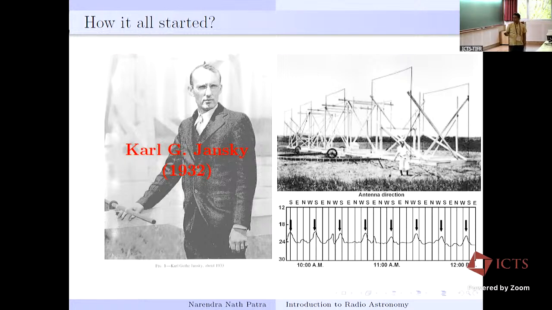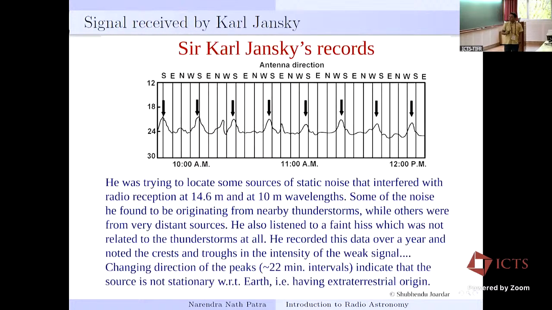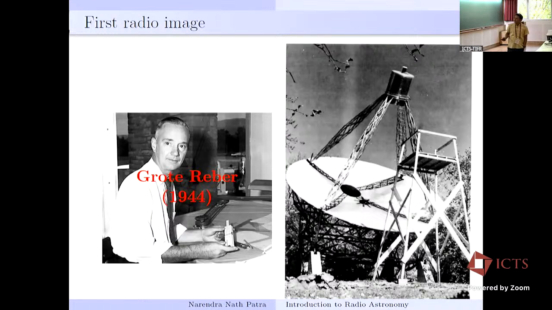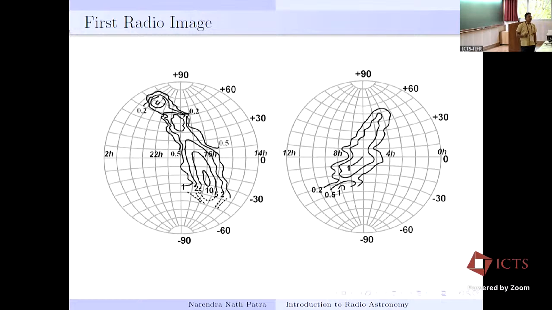There could be radio signals which are extraterrestrial, right? So he basically found out that this is an extraterrestrial signal. This is the beginning of radio astronomy, you can say. Then this gentleman wrote a paper. He used his backyard antenna to make the first radio image of any radiation coming from the sky.